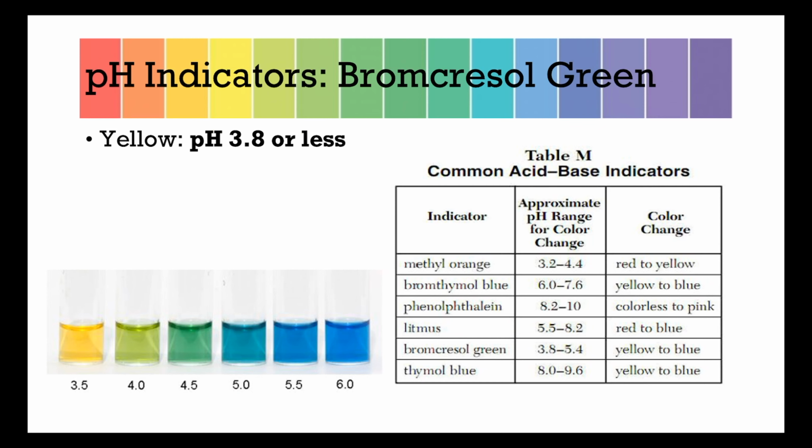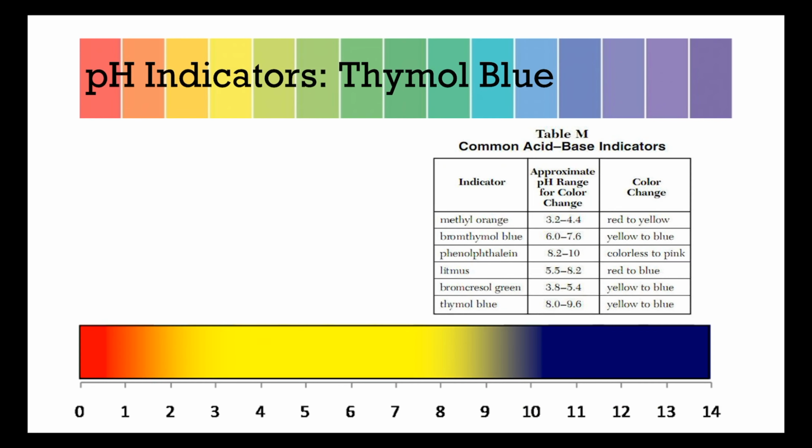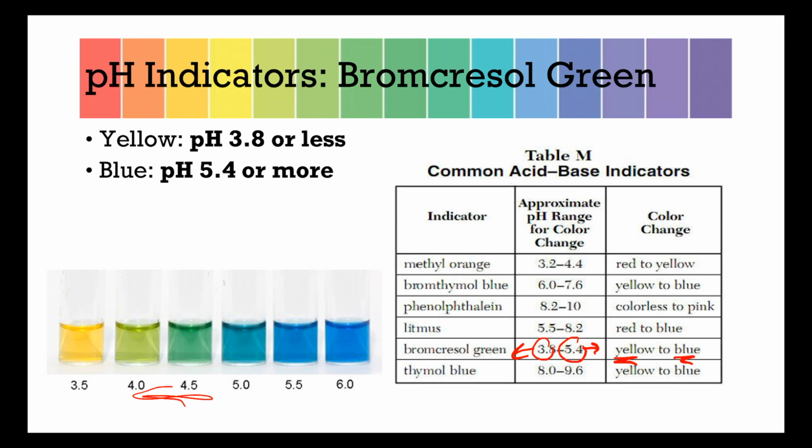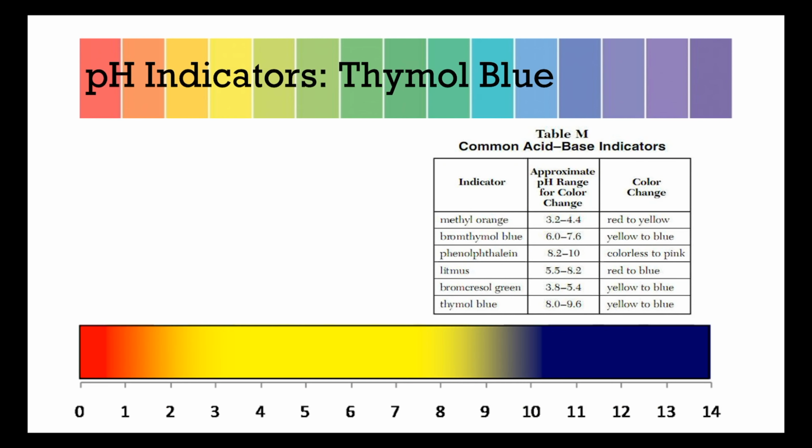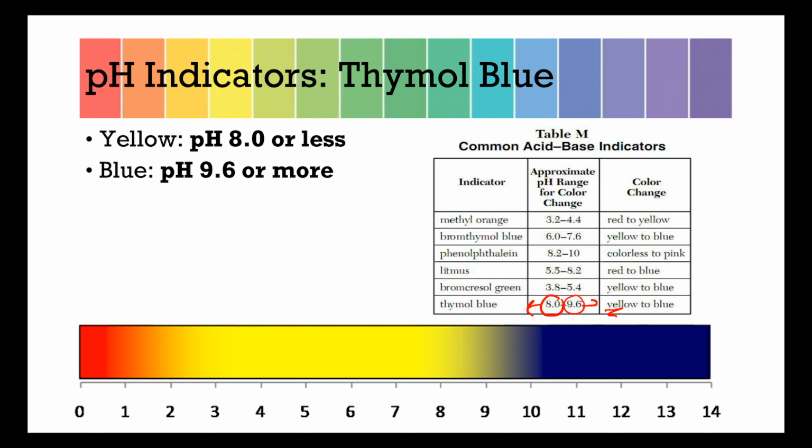Bromcresol green. If you are 3.8 and less, you are yellow. If you are 5.4 and higher, you are blue. If you're in that middle section, you are a mix between those two colors, and that is green. Thymol blue. If you are a pH of 8 and less, you are yellow. If you are a pH of 9.6 and higher, you are blue. And then it can even turn red if you have very, very acidic solutions, but you're not responsible for that at all.